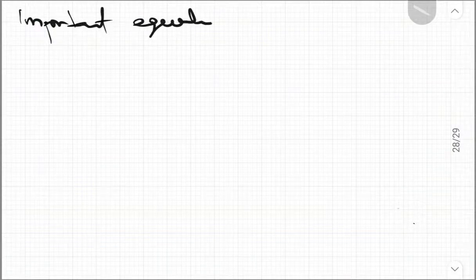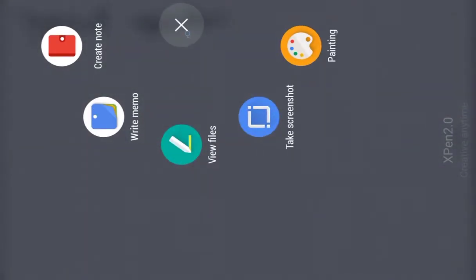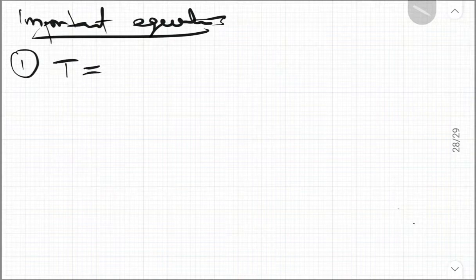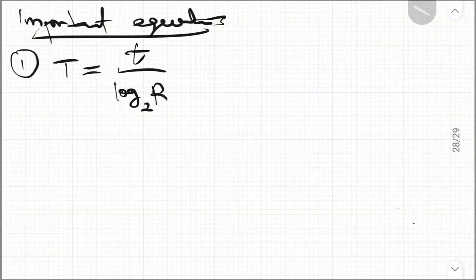Let's go now. So let's look at some important equations that will enable us to solve some radioactivity problems. All right, so the first equation we're going to look at is that the half-life is equal to time over the logarithm to base 2 of r, right? So this is the half-life.